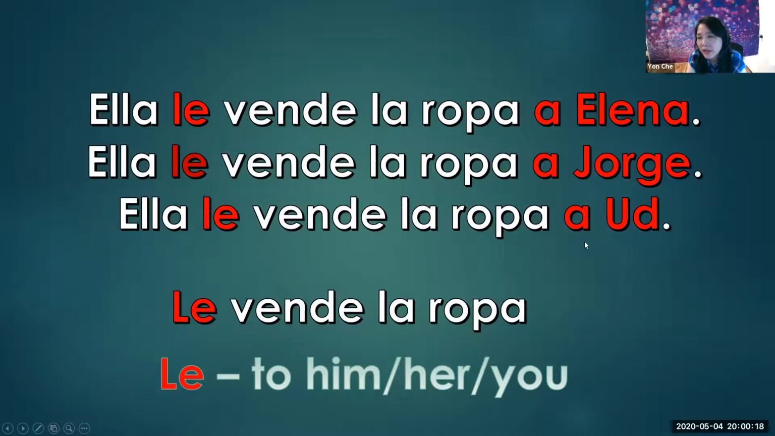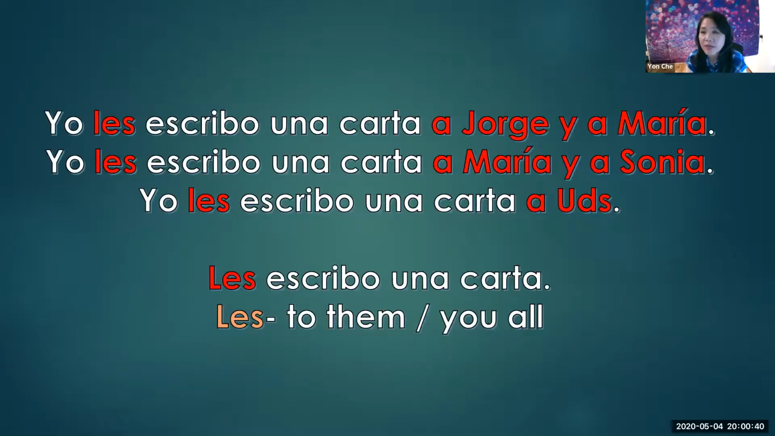If there's a clear context, let's say there is a previous paragraph where the context has already been established, then you might not need to add this extra information. Okay, so this is all context. We need the context. And the next screen is the same concept, with les, as les can be to them or to you all.